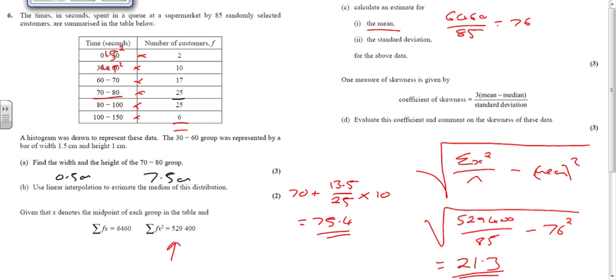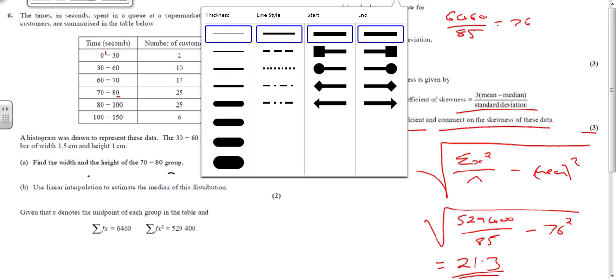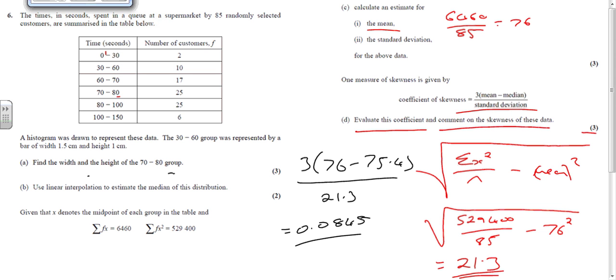Now, one measure of skewness is given by this here. So we've got to evaluate this coefficient, that's going to be at least 1 mark, and then comment on the skewness of the data. So we're going to need to do 3 lots of the mean, take away the median. So that's going to be 3 times by 76, and the median we had was 75.4, divided by the standard deviation, which is 21.3. So 3 times by 0.6 divided by 21.3, and we get 0.0845. Again, 3 significant figures.